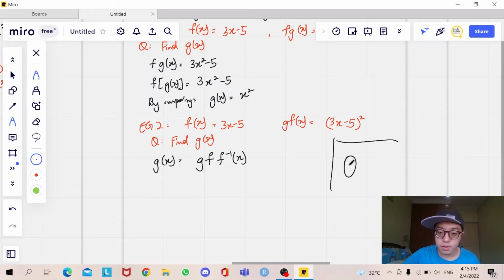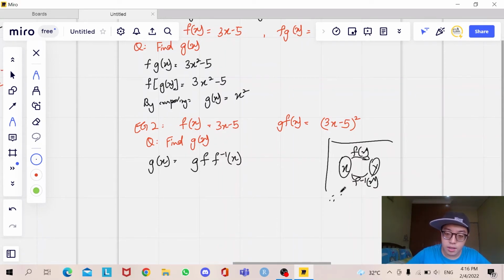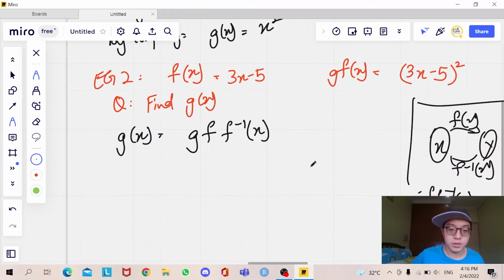If this is x and this is y, if you have f(x) and f inverse(x), so f inverse first, from y you go back to x, and then f(x) again you go back to y. So if it's anything like this, then you will still get back the original one. Therefore we can say that f(f inverse(x)) is equal to x. All right, so this is one result that you will need to remember.